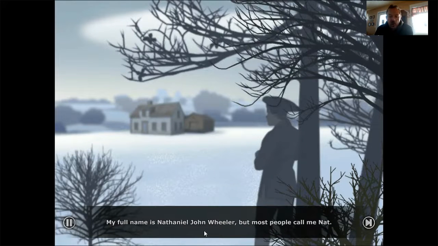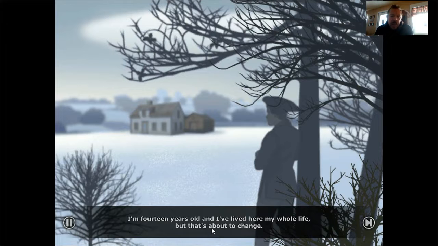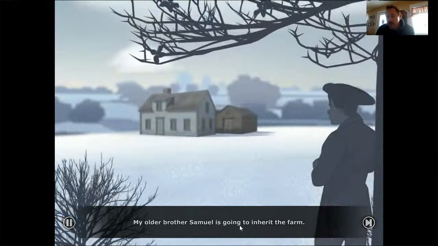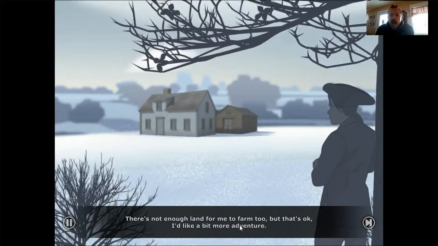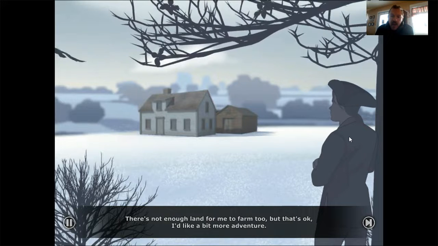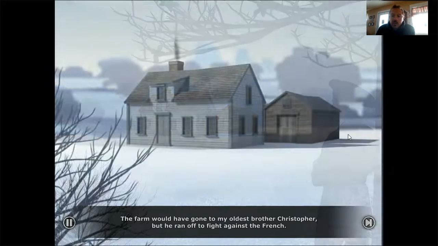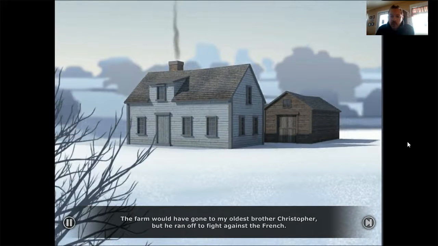Luckily, the words do appear on the screen, so even if you don't have headphones, in most cases, you'll see the captions on the bottom. But sometimes the characters say things where there's no captions, which is why it's better to have earphones. So right now, they're just giving some background information. As you play this game, you're going to be this guy, Nat Wheeler, who is moving to Boston to become a printer's apprentice.